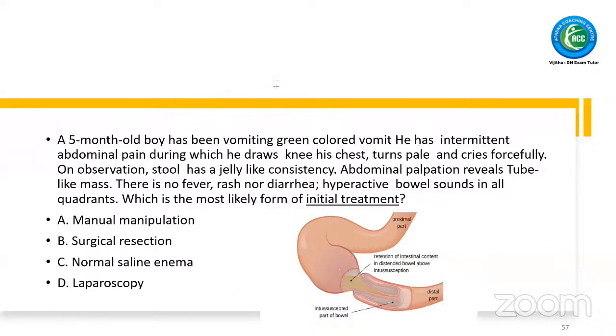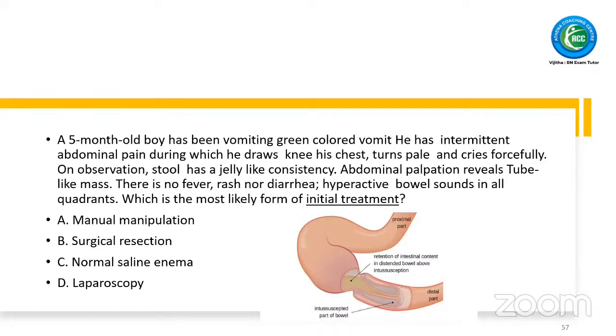So remember what all the signs of intussusception are. Those who don't know, you can write down. Intussusception will have currant jelly-like stool or red mucus-tinged stool, a tube and sausage-shaped mass, hyperactive bowel movement, severe pain, and abdominal cramps.